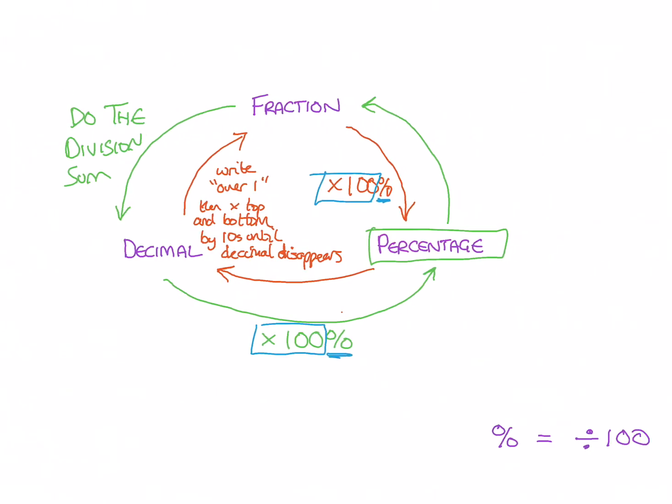So to fill in some of the blanks here, to turn a percentage into a fraction, what we do is we write it over 100. And I should mention, we lose the percent sign. We basically replace the percentage sign with over 100. So that's that. Percentage into a decimal. We technically do divide it by 100. So whatever the number is, we do the divide by 100. And then again, we lose this percentage sign.